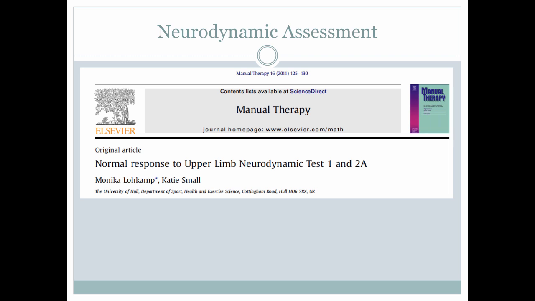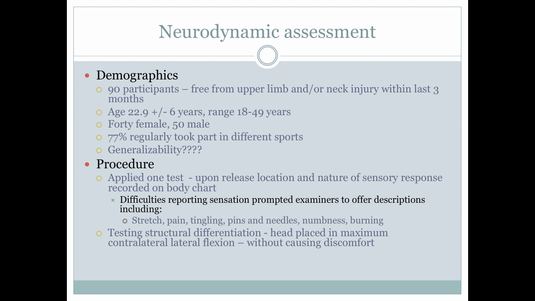The study also investigated the sensory response in terms of frequency and nature of the response in different areas as they perform these two tests. So some demographic information there: 90 participants, they did not have any upper limb or neck injury within the last 3 months. Age range 18 to 49 years. They had 40 females and 50 males, and 77% regularly took part in different sports. Now, I think that may impact the generalizability of this study.